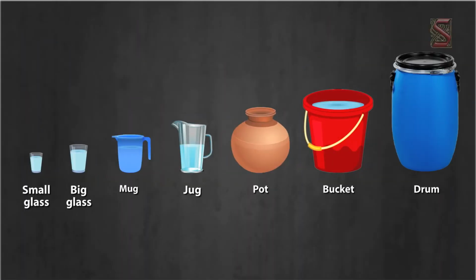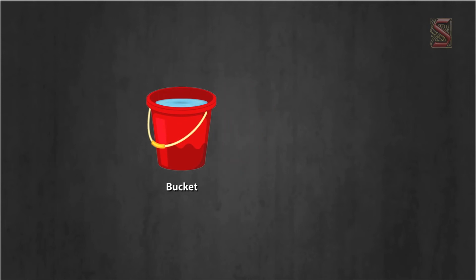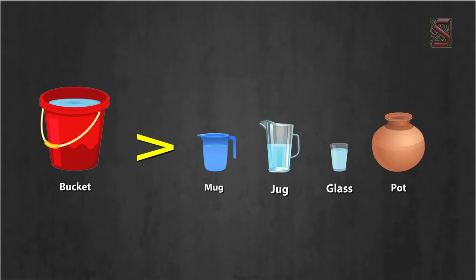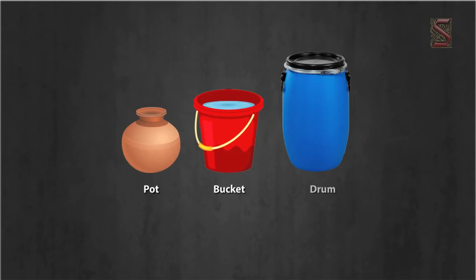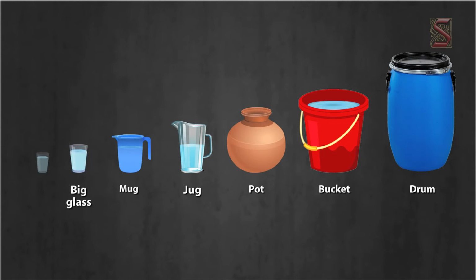You have to put vessels which hold less water than this vessel. Okay, Oaks. Here is the vessel, bucket. The vessels that hold less water than bucket will be mug, jar, glass and pot. Very good, Chintu. Vessels which are big in size hold more water and vessels with small size hold less water.